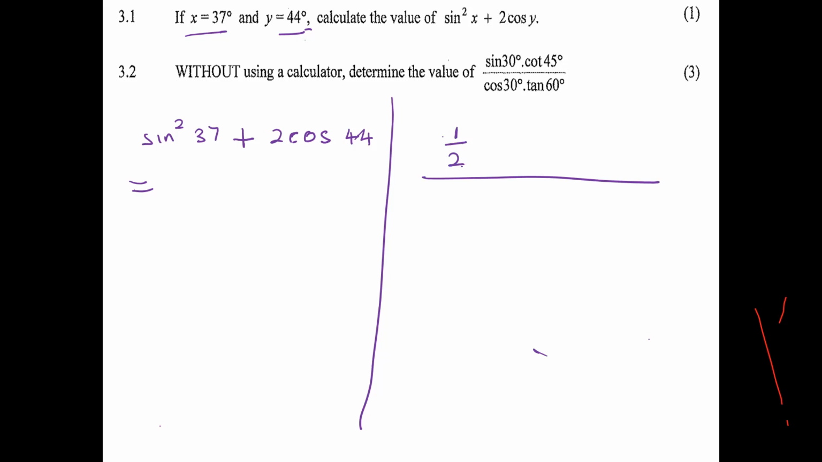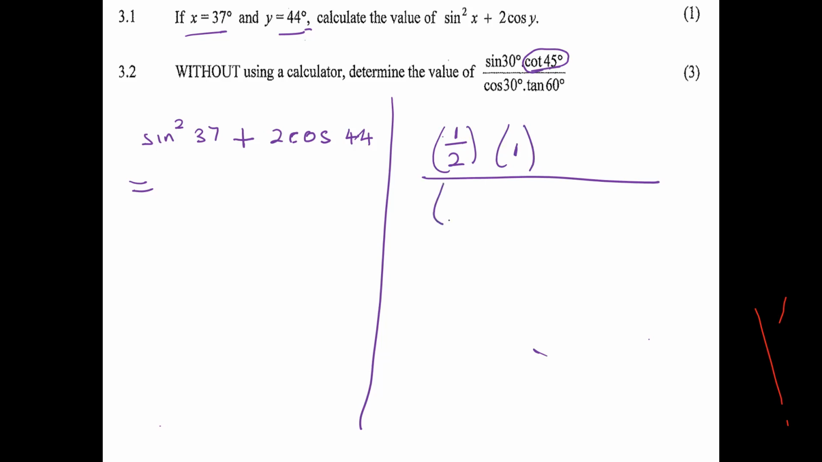All right, now cot 45. That is the inverse of tan. So if you want to know what cot 45 is, you type in tan 45. What is tan 45? 1, sir. And then you flip it. If you flip 1, it's still 1. Are we all happy with that?